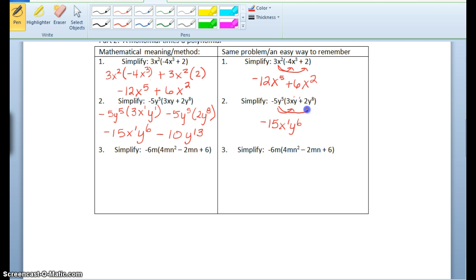You multiply negative 5y to the 5th times 2y to the 8th. Negative 5 times 2 is negative 10. And it'll be y to the 5 plus 8 is 13. That's your final answer.